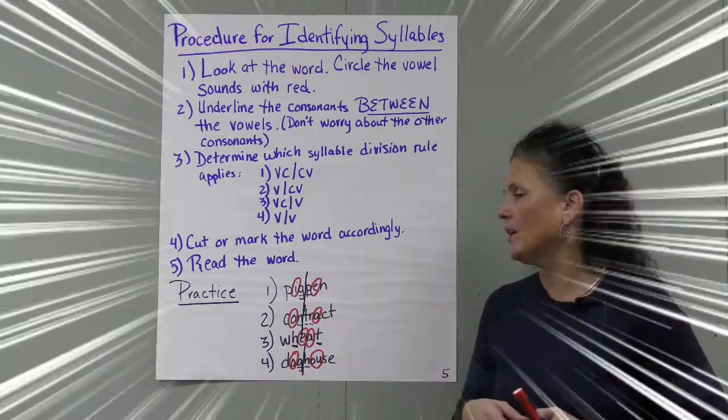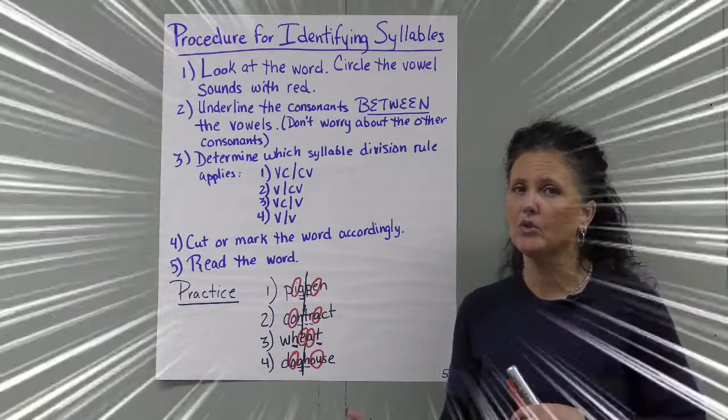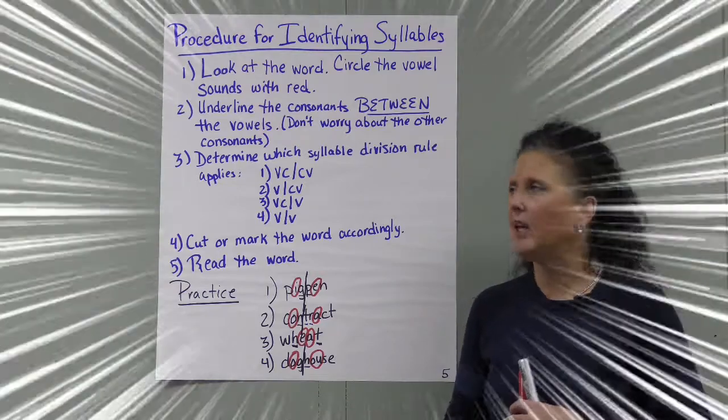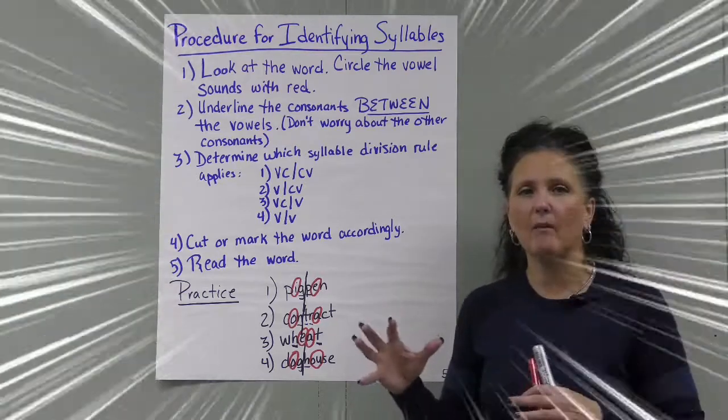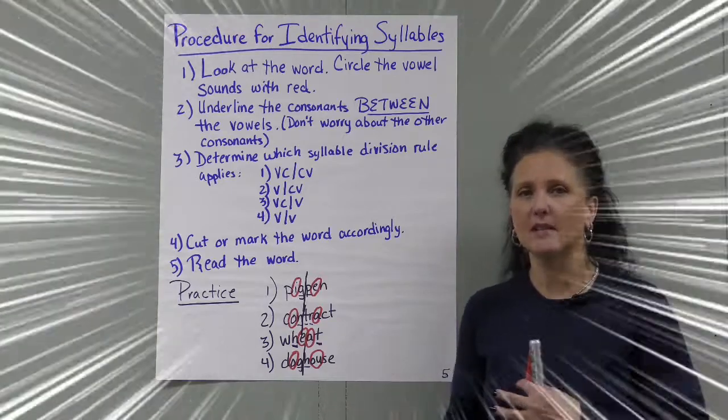So what we can do is we can try maybe in the next lesson to look at things that have more than two syllables. But when you're just starting to learn how to read and how to break them down, I recommend just having shorter words. That way you can get used to breaking them into syllables.